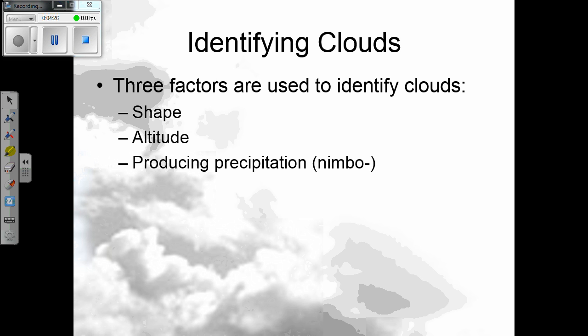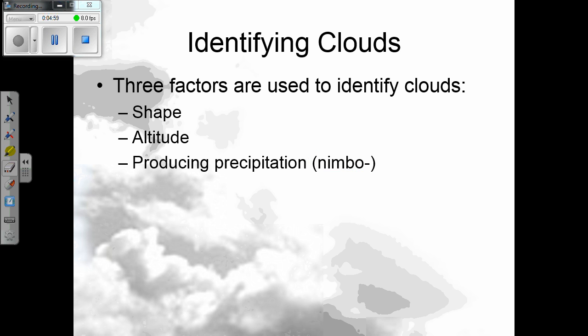So there are three factors that we use to determine them. One is the shape of the cloud. The second is the altitude. And the third is whether or not it is producing precipitation, rain or snow or hail or something like that. Now, it's important to know this because if it is producing precipitation, then it's going to have this in its name, nimbo. So it will be a nimbostratus cloud or a cumulonimbus cloud. If it's not producing precipitation, then you will not use this. But if it is, then it's got to have that in the name.